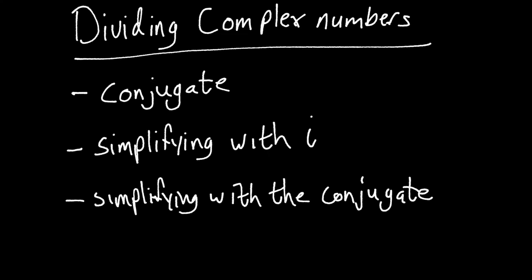Then we're going to talk about how to simplify problems that are trying to divide by imaginary numbers. So that means simplifying with i. And then finally, we are going to learn how to simplify division problems by using that conjugate we learned about in the first step. So a lot of stuff going on. Make sure you're paying attention and hope this helps you. Let's get started.